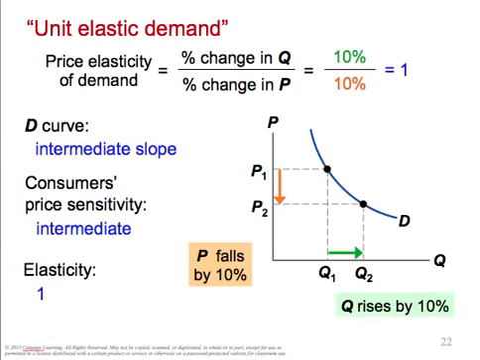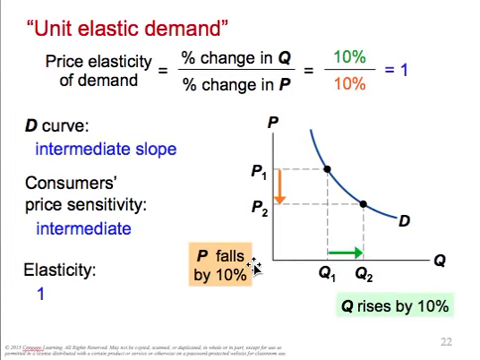This is called unit elastic demand, the next example. Elasticity equals 1. This is the intermediate case. The demand curve is neither relatively steep nor relatively flat. It's somewhere in between. Buyers are neither relatively price sensitive nor relatively insensitive to price. This is also the case where price changes have no effect on revenue.